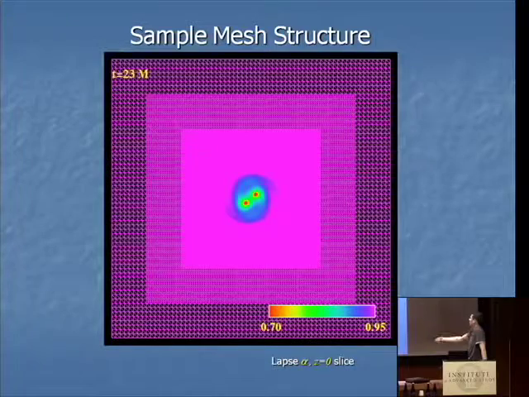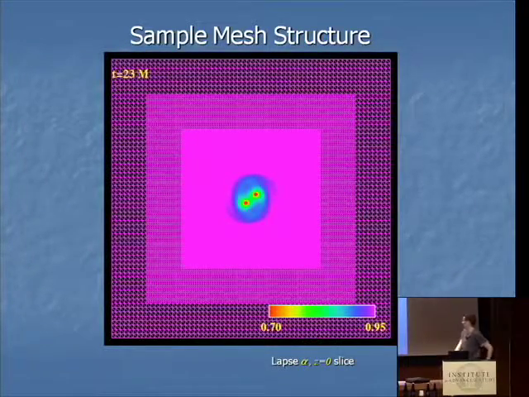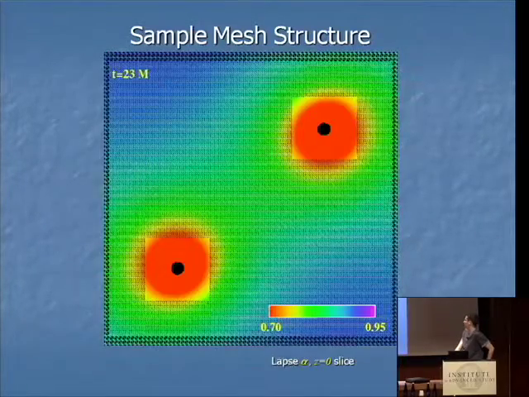So this is the entire computational domain. This is again at one particular time, the lapse function. So I'll just zoom in on one of the black holes, so just going in.